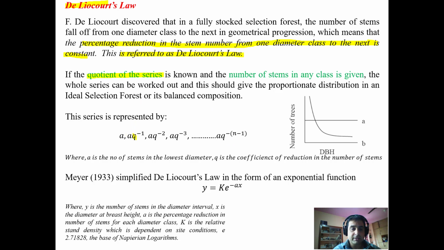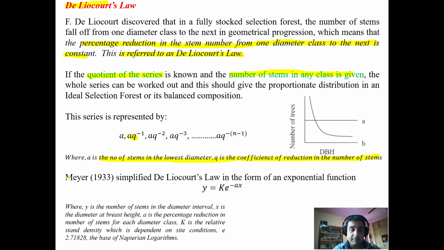If we know the coefficient of a series, meaning q, and we know the number of stems in any diameter class, then a is the number of stems in the lowest diameter class, and q is the coefficient of reduction in the number. So yes, we need the value of q and the number of stems in any diameter class.